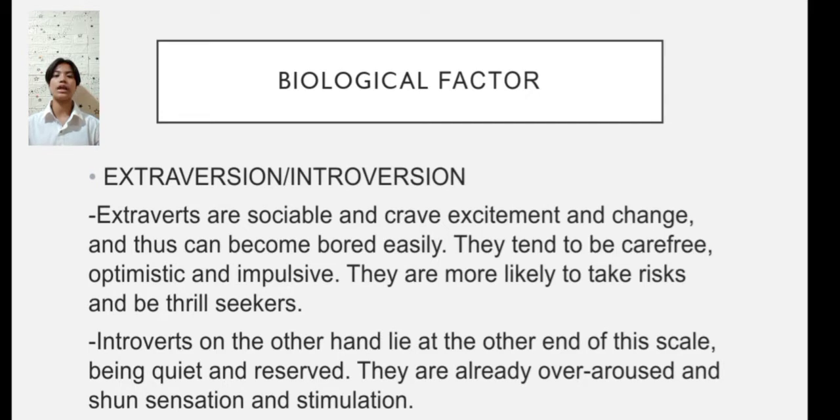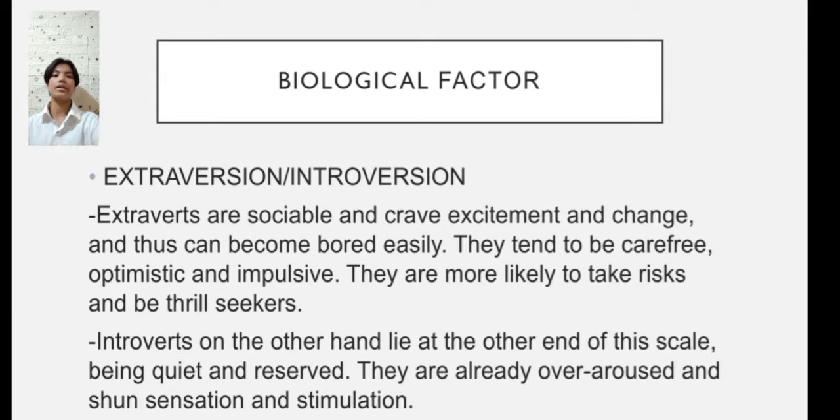Extroverts are sociable and crave excitement and change, and thus can become bored easily. They tend to be carefree, optimistic, and impulsive. They are more likely to take risks and be thrill seekers. According to Eysenck, this is because they are born with a neurological system that is understimulated, and they seek stimulation to restore that amount of stimulation.